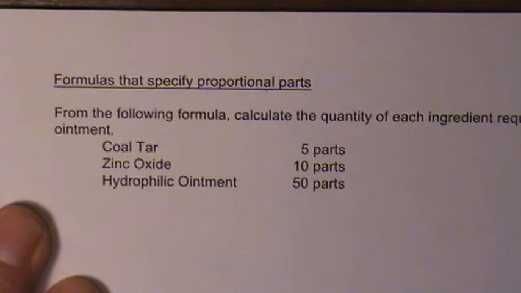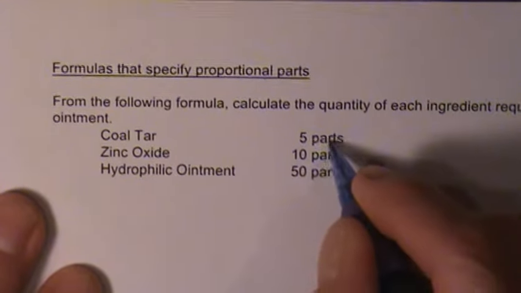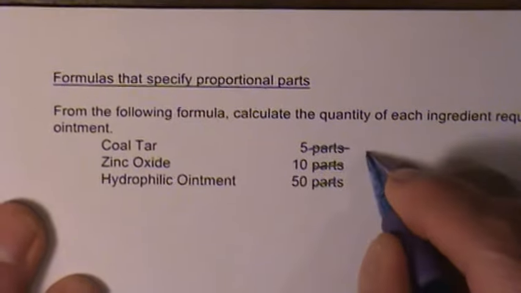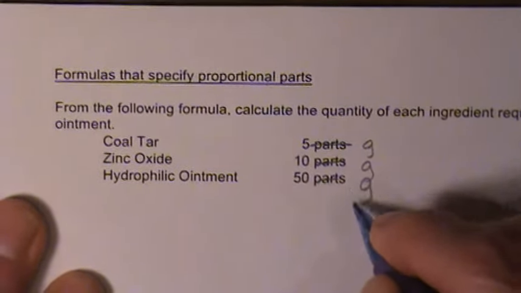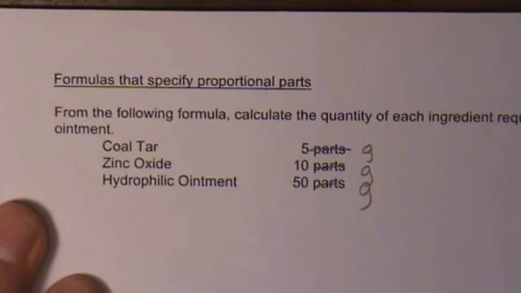You could say 5 pounds to 10 pounds to 50 pounds. You could say 5 tons to 10 tons to 50 tons. You could say 5 kilograms to 10 kilograms to 50 kilograms. But as you know, in pharmacy, we always use the metric system, and gram is basically one of our base units of measure. So we're obviously going to use metric, and I'm going to use grams. Instead of just saying parts, I'll just say 5 grams to 10 grams to 50 grams. There you have it. It's as easy as that.